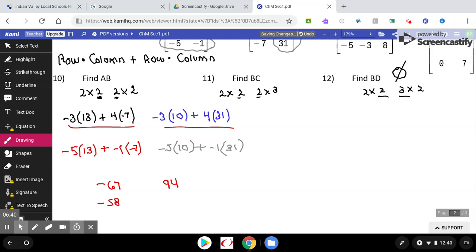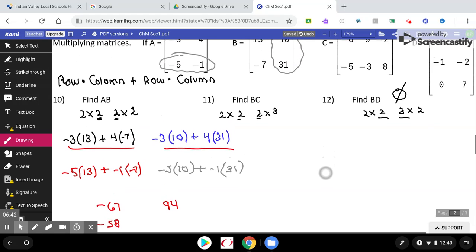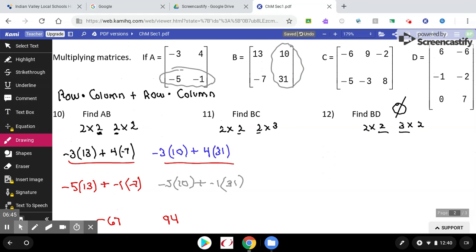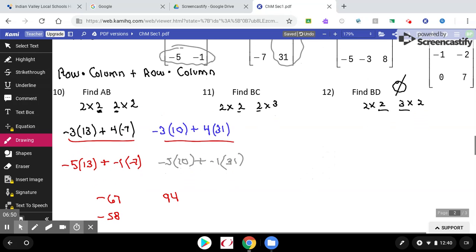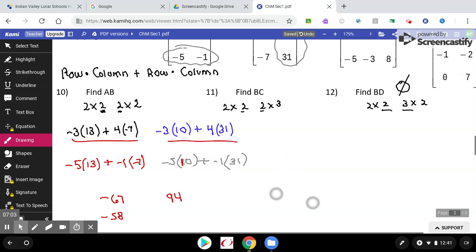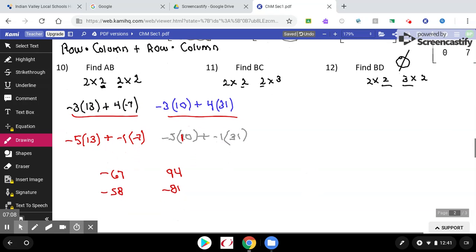And then that bottom one, man, is that a 20? That's how to read my own writing. -5 times, well, it's a 10. Okay. So that would be -50 plus -31. That gives me -81. Okay, and these were matrices, so you really do need to do this. All right, there's one example.